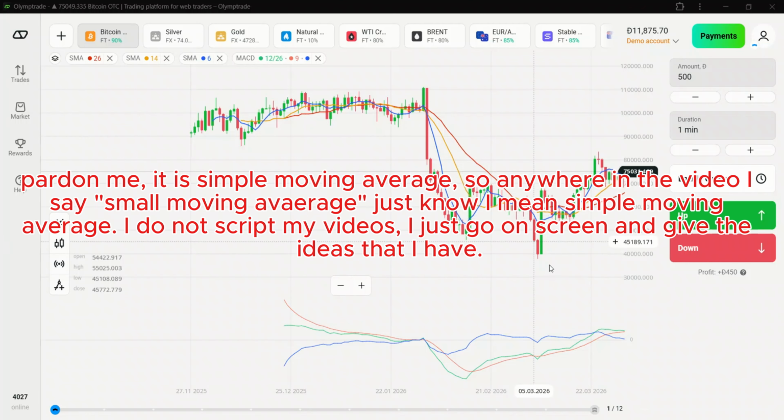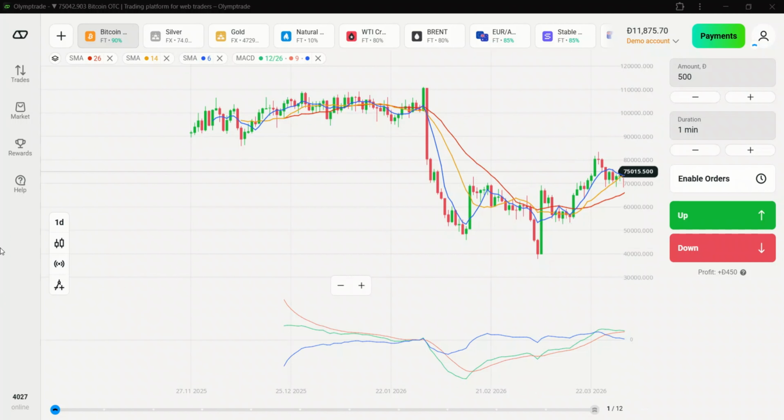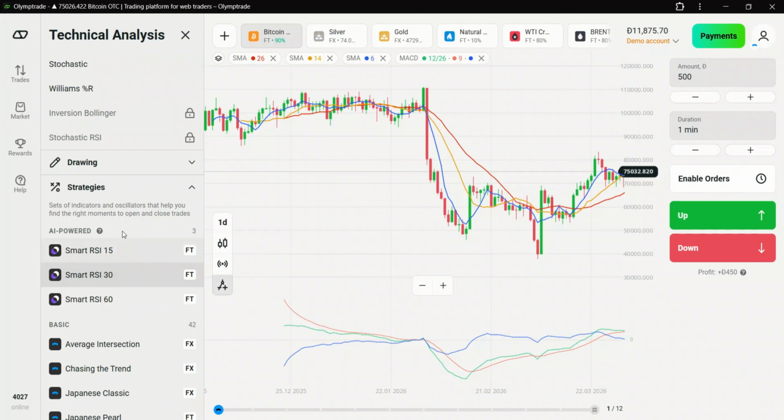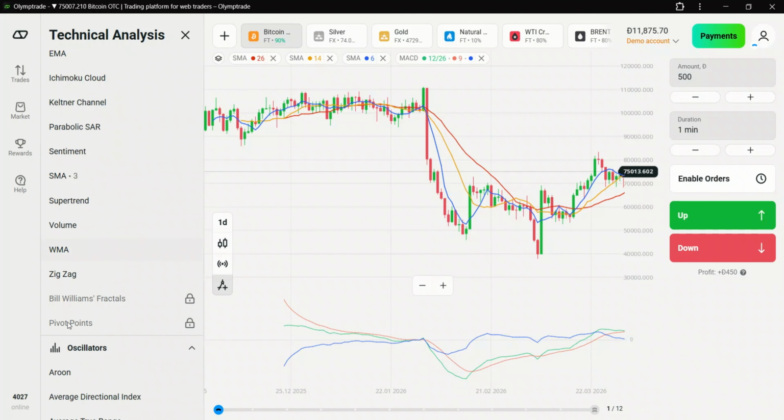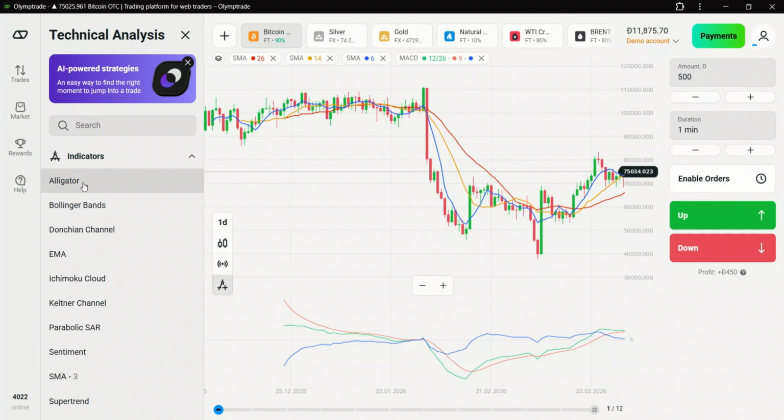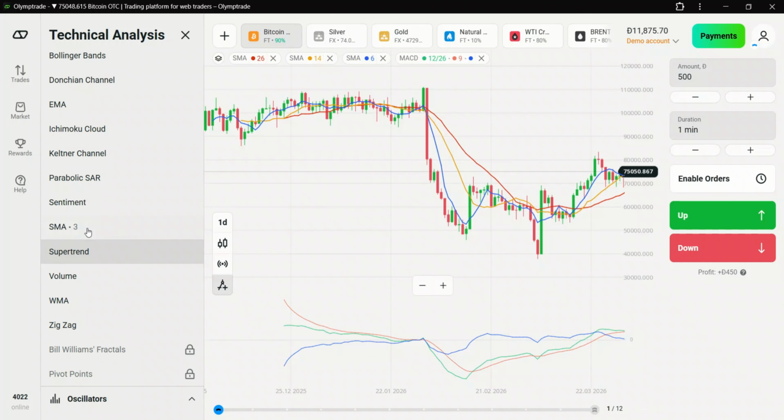If you want to get your indicators, this is Olymp Trade, and see it's on a demo account. You see here on this list, you go to technical analysis. In technical analysis, you can see your indicators there. Under indicator, you can see simple moving average, SMA. There's an SMA and there's, I think, an EMA or something like that, but I use SMA. There's WMA. So this is simple moving average.